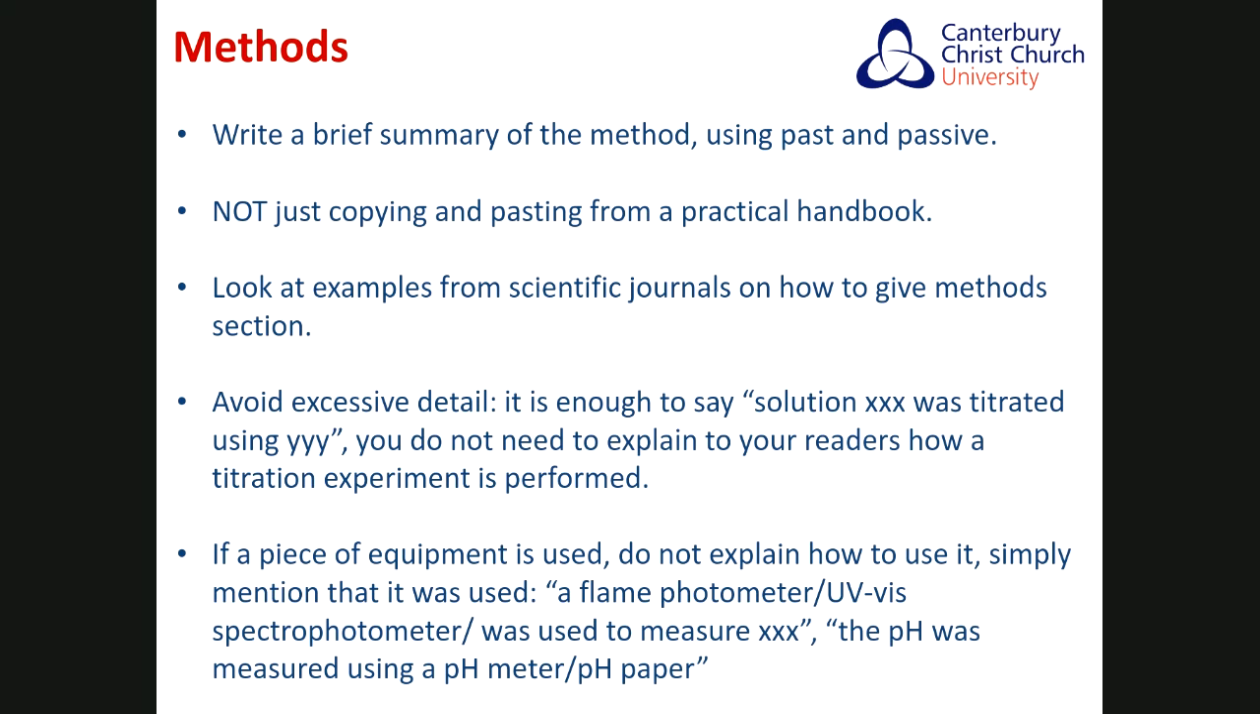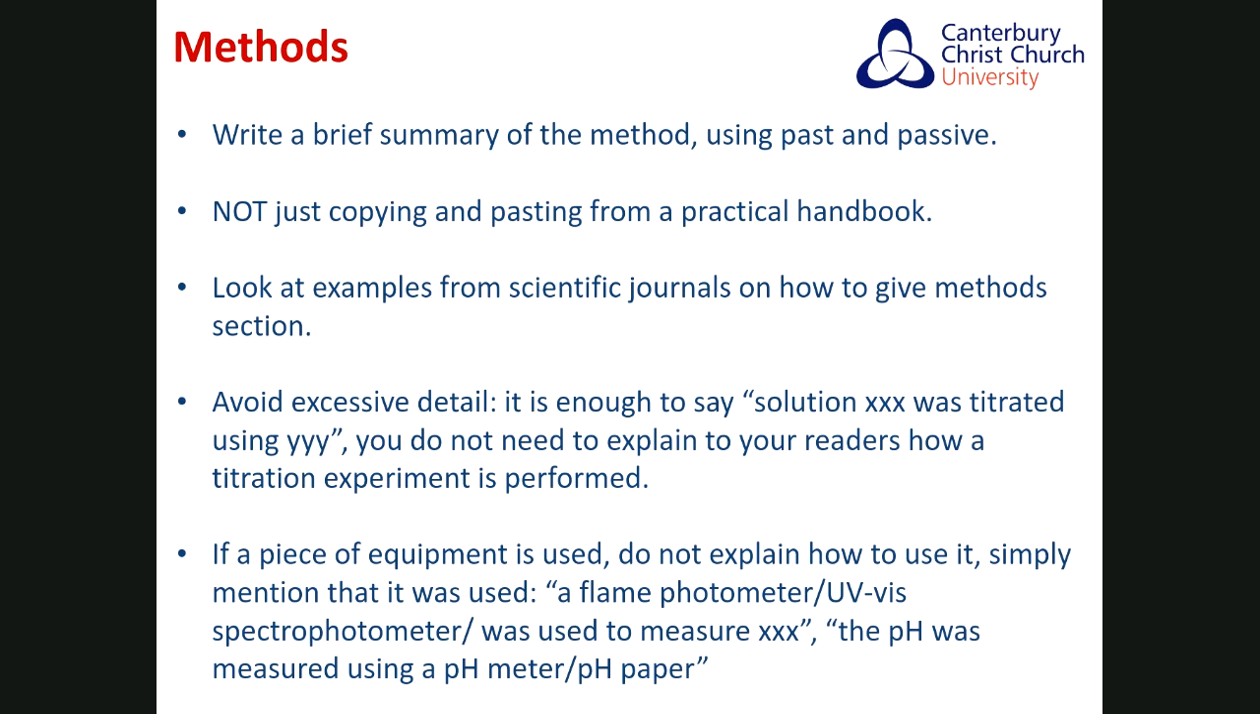The method section is a brief summary of what was done in the lab using past and passive. The use of past and passive might not be that common in other fields, but it's definitely used in chemistry papers, such as this one. 0.2 grams of salicylic acid were measured. A flame photometer was used. The samples were heated. Past and passive and third person.